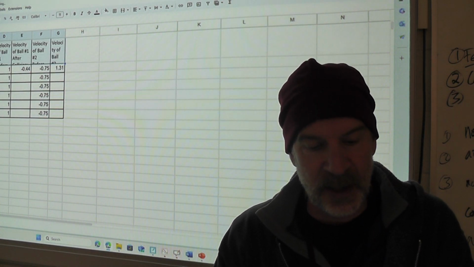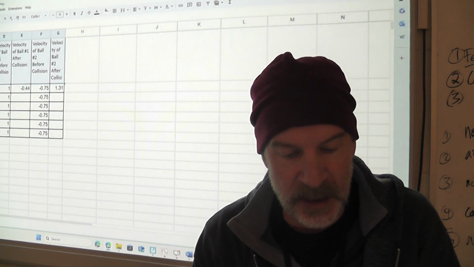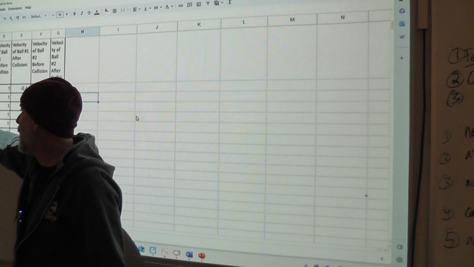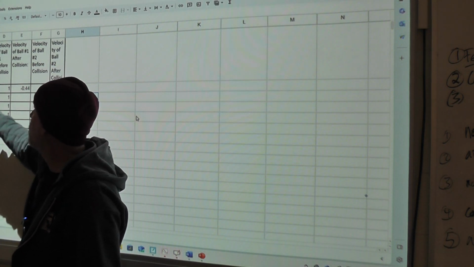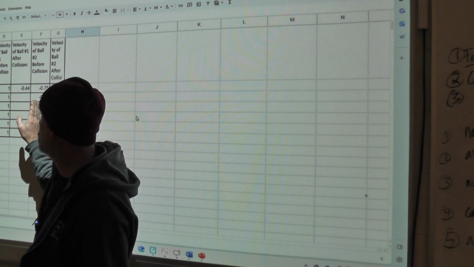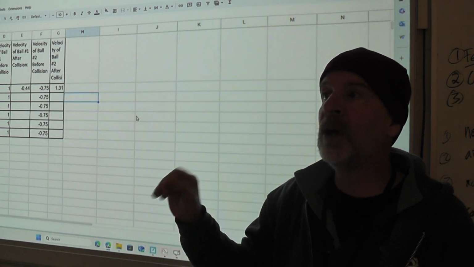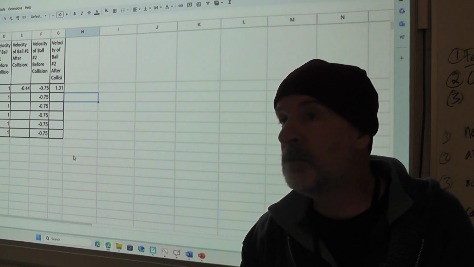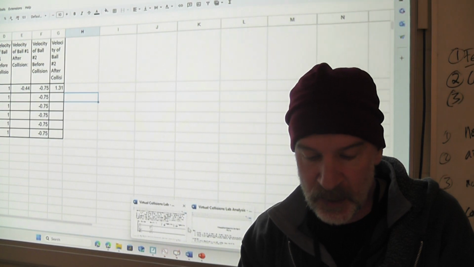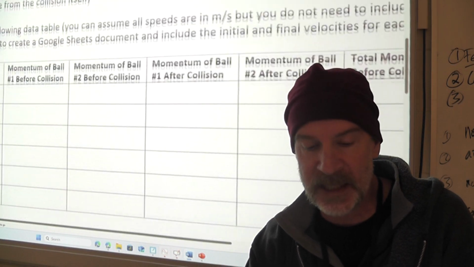And now we can see a little bit more here, right? So this is weird, it's not pretty, but it gets the point across. We've got mass of ball 1, mass of ball 2, velocity of ball 1 before, velocity of ball 1 after, velocity of ball 2 before, velocity of ball 2 after. What I'm going to ask you all to do today is do some basic calculations with momentum. So the assignment that's posted to Canvas is called Virtual Collisions Lab Analysis.